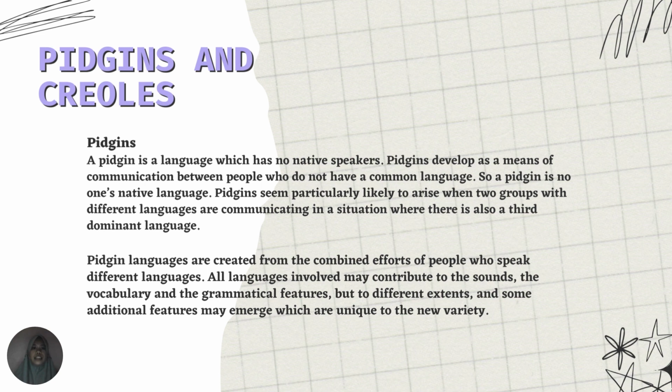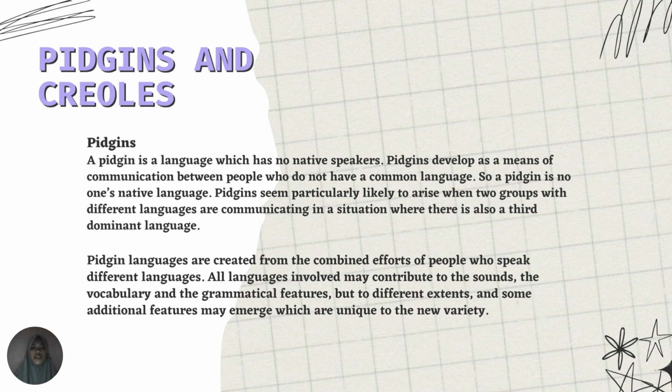And next about pidgins and creoles. A pidgin is a language which has no native speakers. Pidgins developed as a means of communication between people who do not have a common language, so a pidgin is no one's native language. Pidgins seem particularly likely to arise when two groups with different languages are communicating in a situation where there is also a third dominant language.